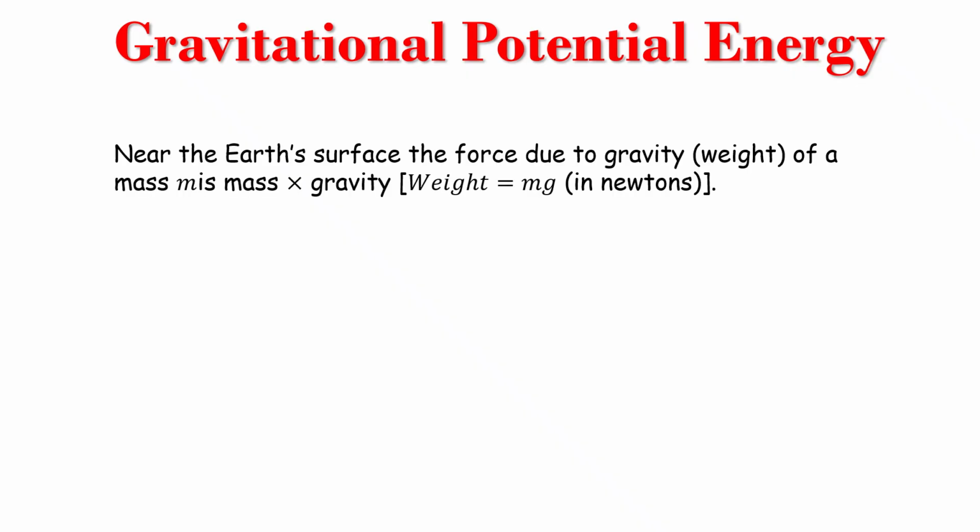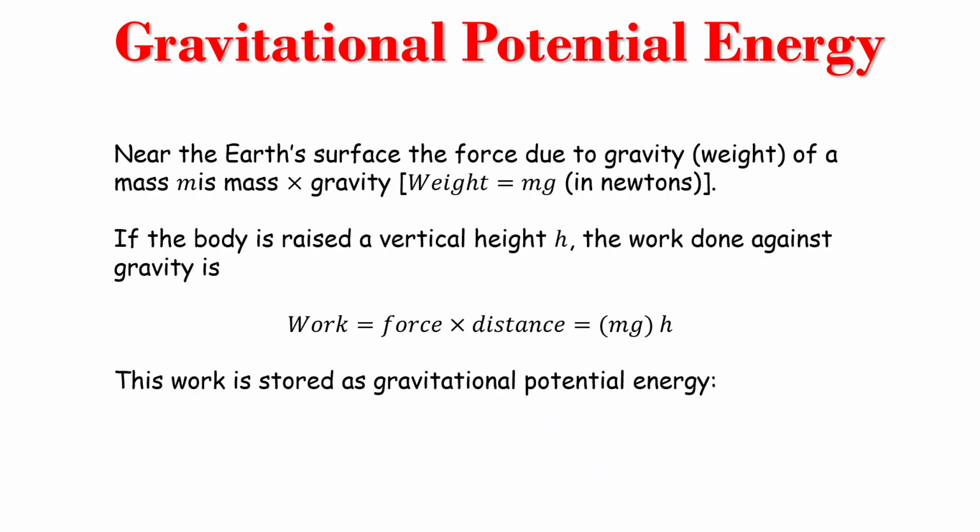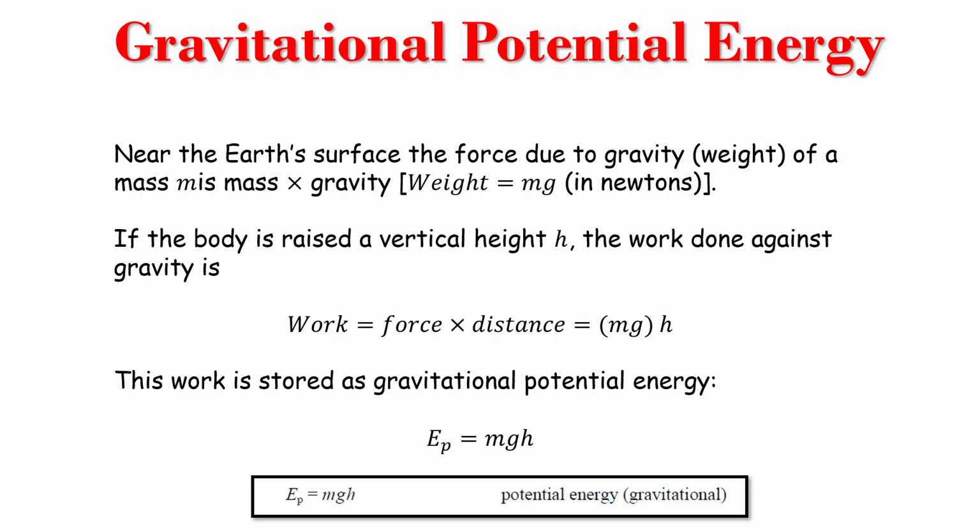So let's talk about gravitational potential energy. Near the Earth's surface, the force due to gravity, so the weight of a mass m, is mass times gravity, mg. If the body is raised to a vertical height h, then the work done is, remember, force times distance, which is the weight, mg, times our distance h. So that's where we get our potential energy. That potential energy is equal to the work done. Work and energy are very, very strongly related, so don't forget that. And that gives us our lovely formula from page 55.